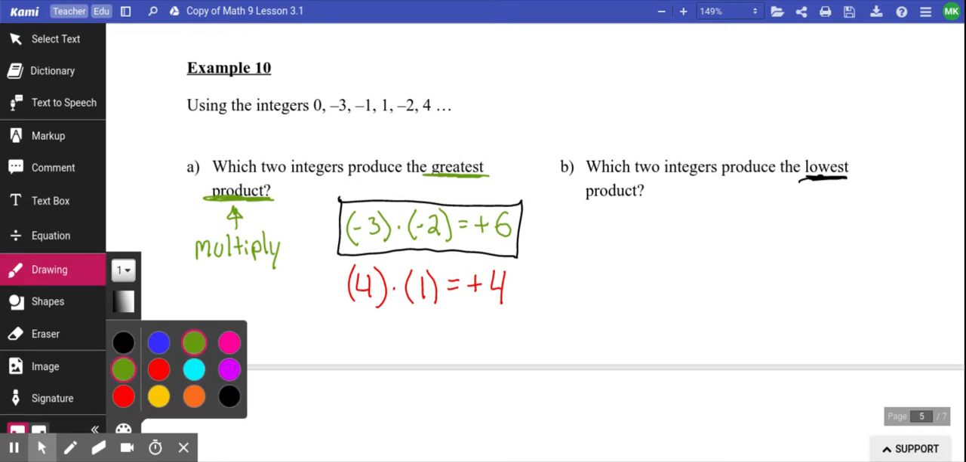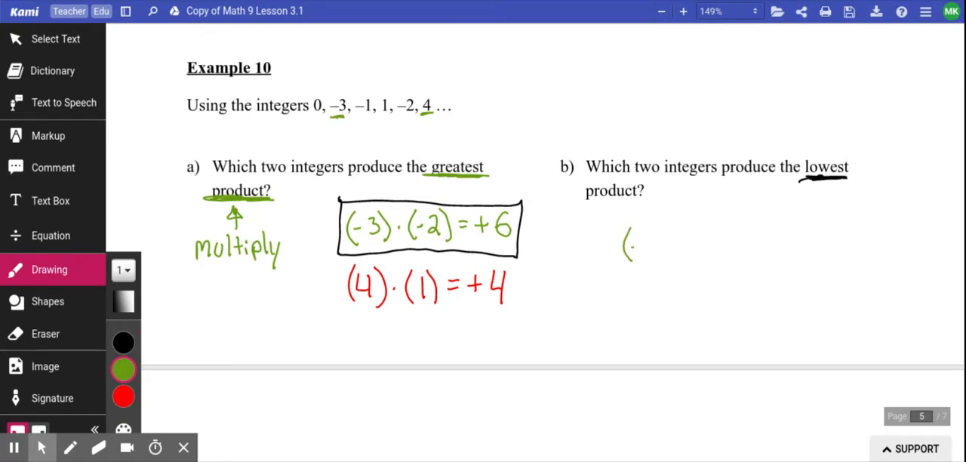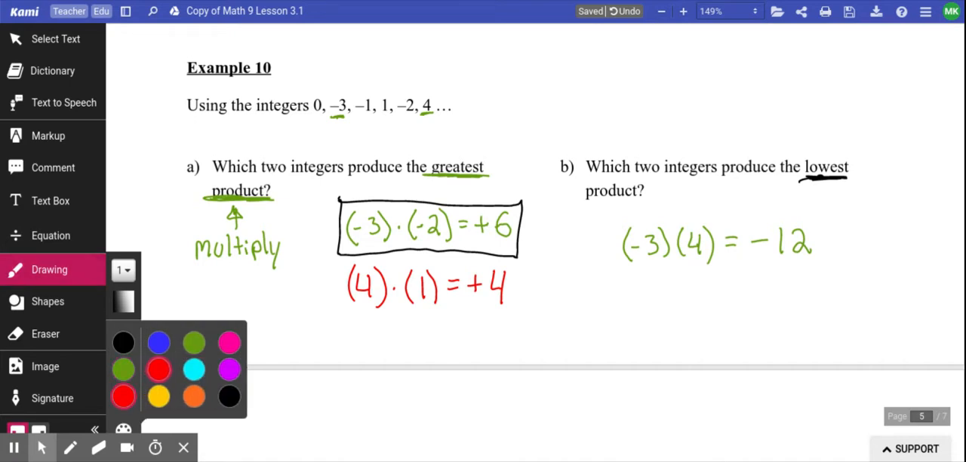If you look, the biggest positive is 4. The biggest negative is -3. So that's one possible answer, because that would make -12. And negative numbers are smaller, right? Nothing else really makes sense, because 4 is the biggest positive and -3 is the biggest negative. So that's just automatically going to be your answer: -3 and +4. Remember, for lower numbers you want to go into the negatives, and for bigger numbers into the positives.